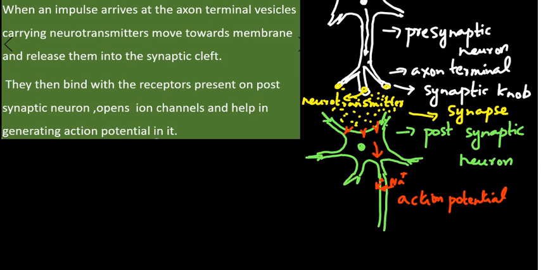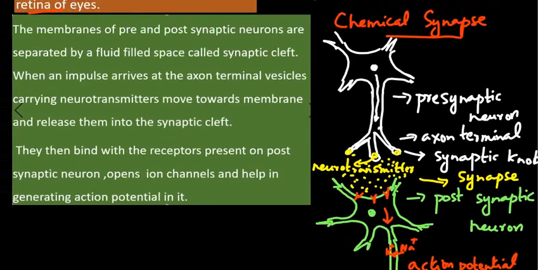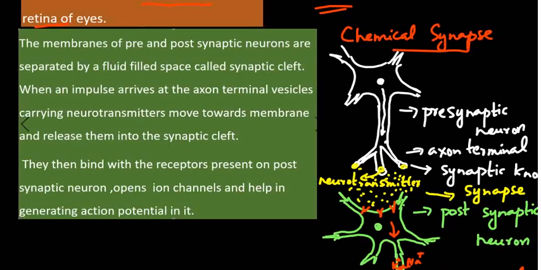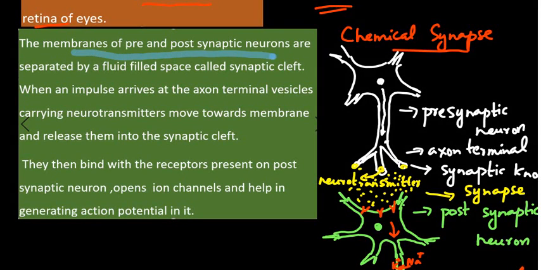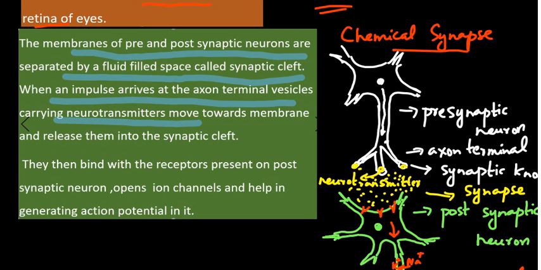So in this case, there is a gap present between the two neurons, presynaptic and postsynaptic. This kind of synapse is called a chemical synapse. Chemical synapse means the membranes of pre and postsynaptic neurons are separated by a space called the synaptic cleft. When an impulse arrives at the axon terminal, vesicles carrying the neurotransmitters move towards the membrane and release them into the gap, that is the synaptic cleft. So that's what we see here. This gap is called the synaptic cleft, into which the neurotransmitters are released.